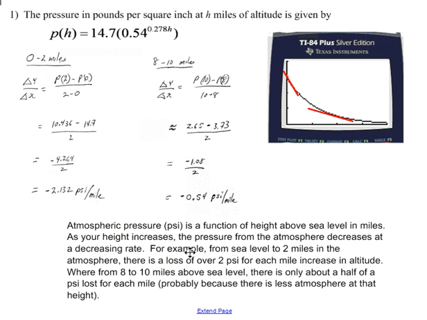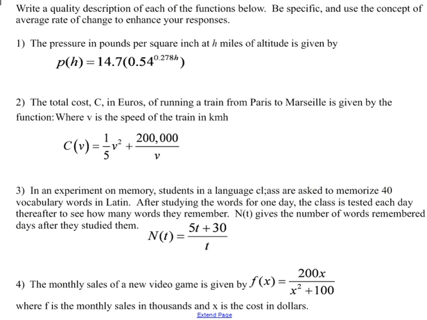So, for example, I say from sea level to 2 miles in the atmosphere, there's a loss of over 2 psi for each mile increase, whereas from 8 to 10 miles, there's only about a half a psi, pound per square inch, loss for each mile. And I even give a possible reason: less atmosphere. So, that concludes a video on how to describe functions using average rate of change. You can use the other three examples to help reinforce what I've talked about here.